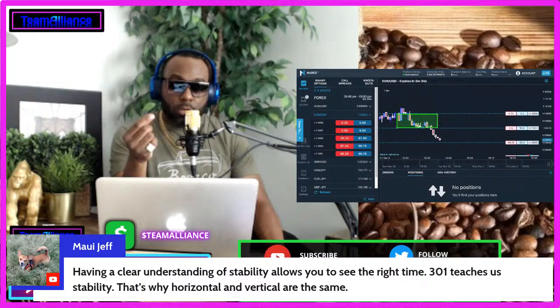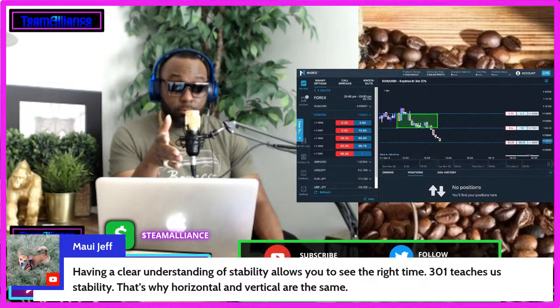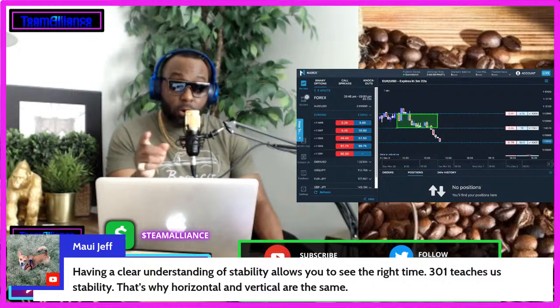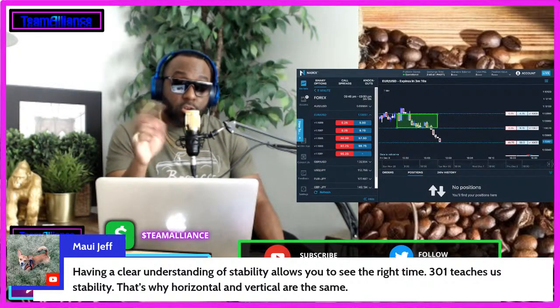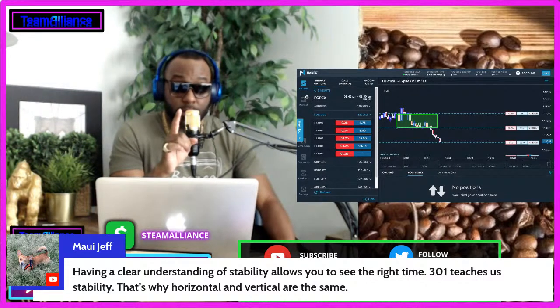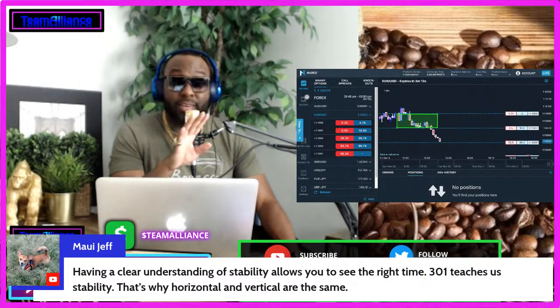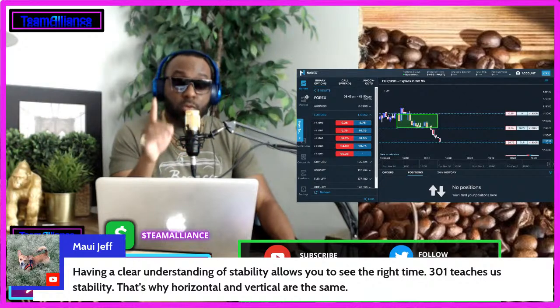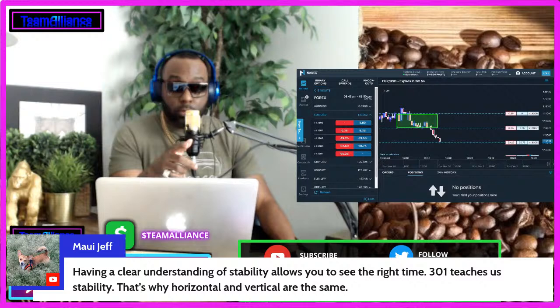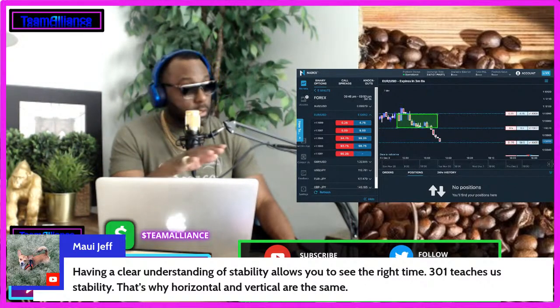In other words, in the horizontal perspective, we want a slow environment. In the vertical perspective, we want momentum. They are opposite. So even though they're the same because they both require stability, they are two totally opposite environments. This is why I'm not even asking you, I'm telling you, you will only do one. You're going to pick which one you're going to do. If it's horizontal, that's all you do. If it's vertical, that's all you do.